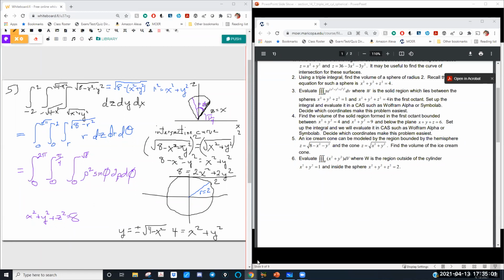All right, questions about this one, about spherical, cylindrical, rectangular? Number 5.